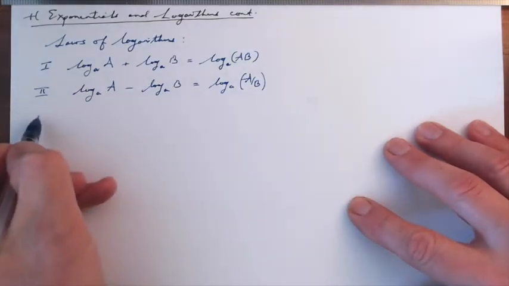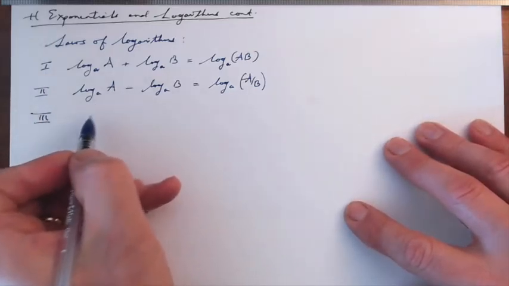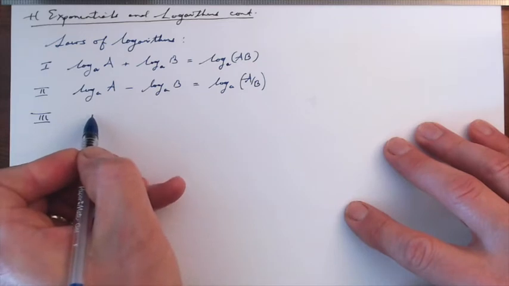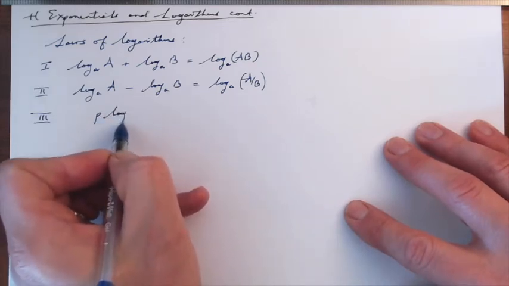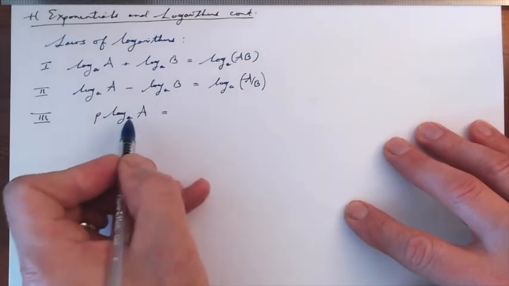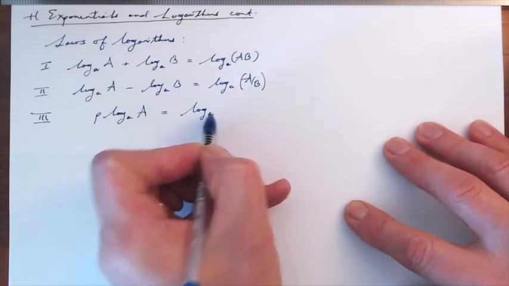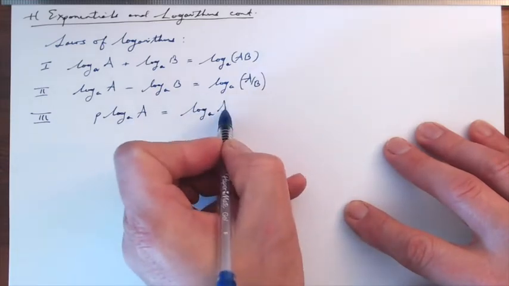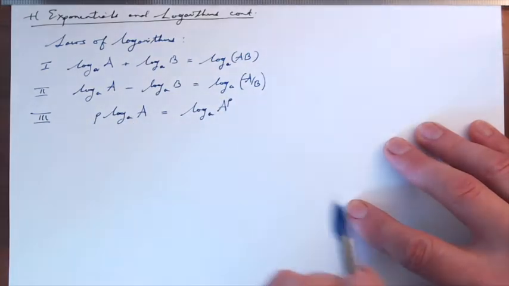And the third and final law of logarithms that we'll be concerned with is the following, that if you have a number, let me just call the number p, multiplied by a logarithm, then you can absorb that number into the logarithm by writing it as logarithm to the base a of whatever number you have raised to the power of p.